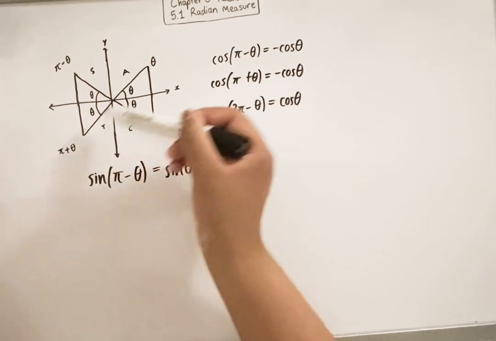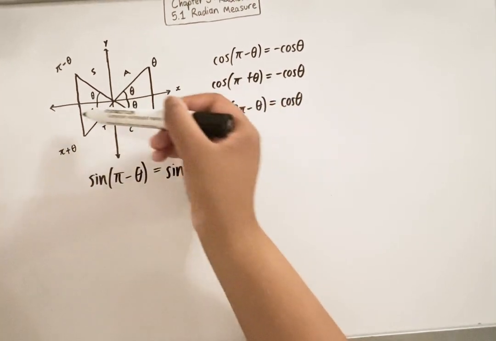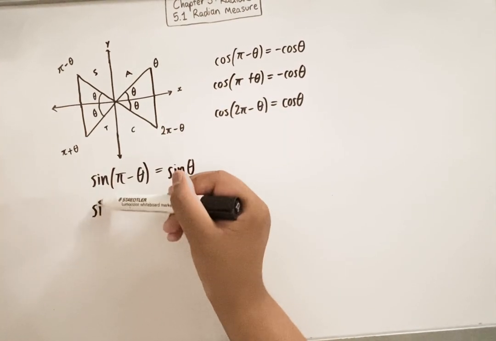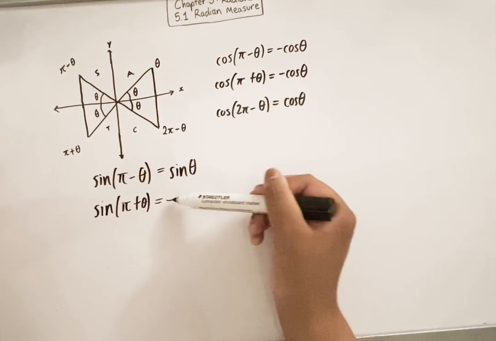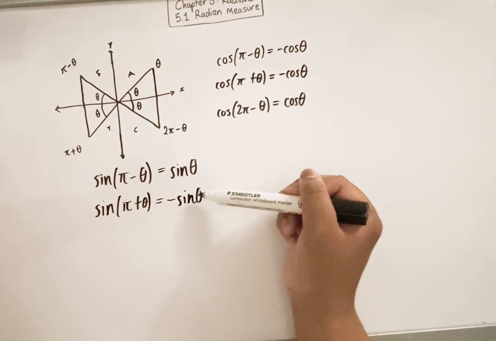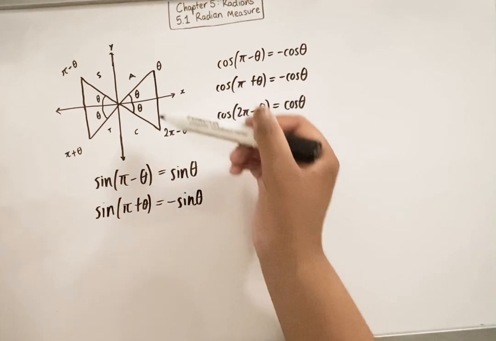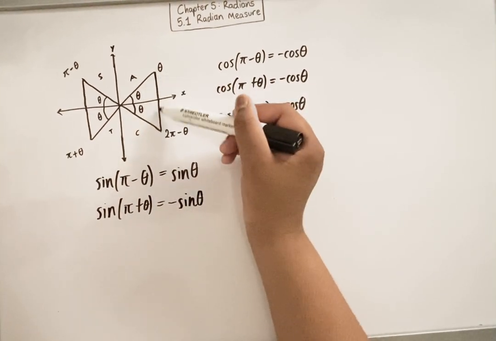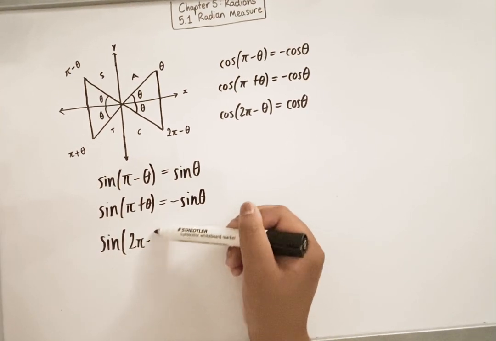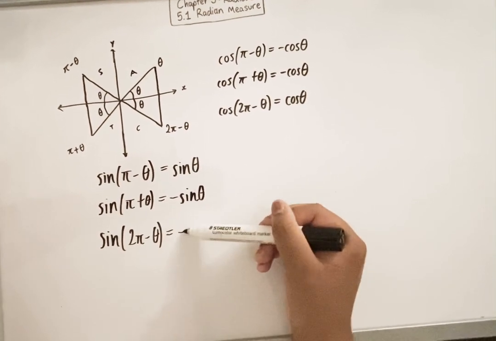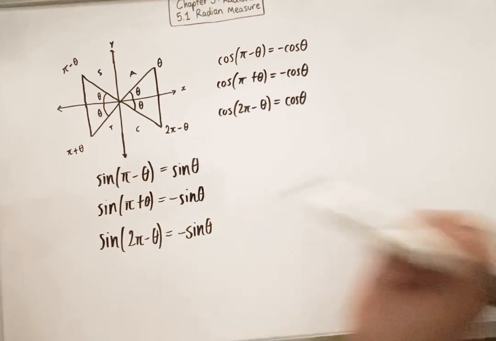For pi plus theta, we can see that the height here is positive, but the height here is negative. So sine of pi plus theta is equal to minus sine theta. For 2 pi minus theta, we can see that the height here is positive, but the height here is negative. So the sine of 2 pi minus theta is again minus sine theta.